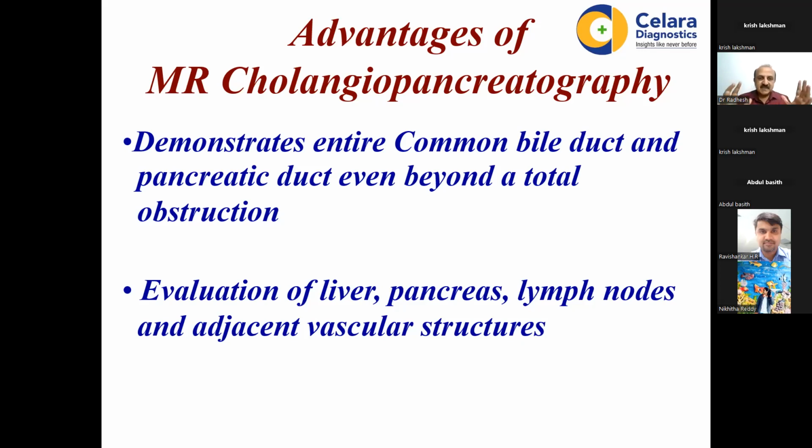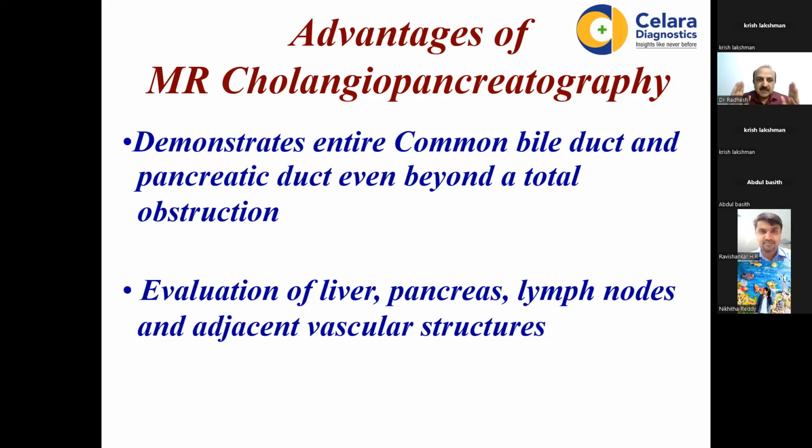So these sequences pick up the wall of the CBD, the wall of the pancreatic duct better, and the pancreatic parenchyma is beautifully seen. You see lymph nodes, you see vascular invasions, and you also see the ducts being infiltrated by the tumor, which you will not see only on MRCP.